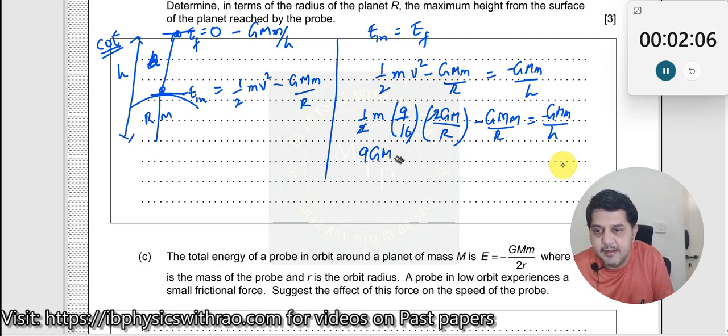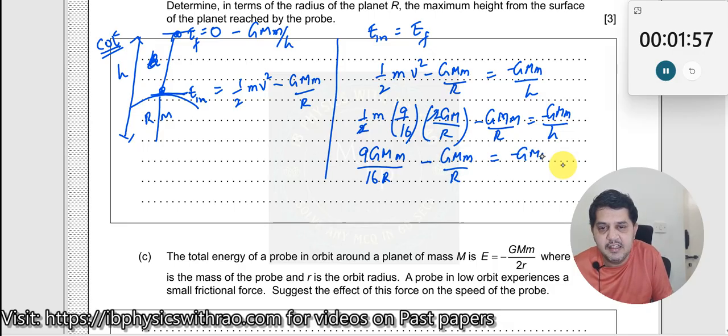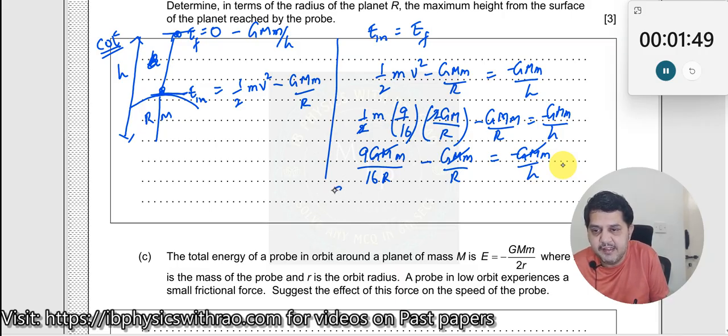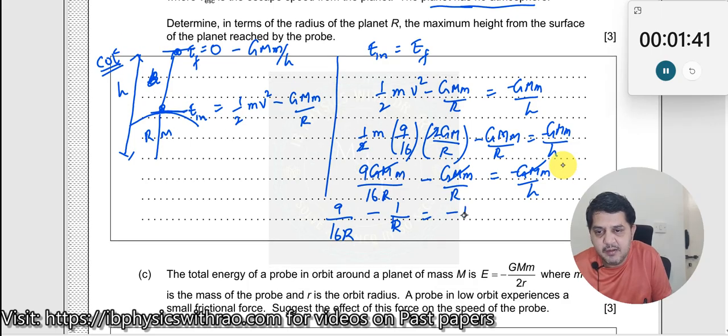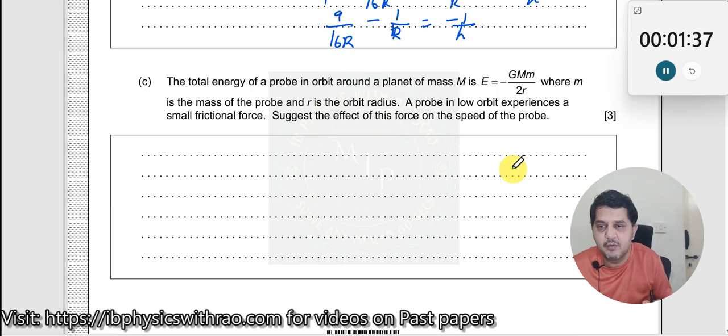This m is here, yeah. GMm divided by 16r minus GMm divided by r is equal to minus GMm divided by h. Now what is common? GMm is common, so just cancel all of them. So what do I write now? If I simplify this, I get 9 by 16r minus 1 by r is equal to minus 1 by h, right? Now can you simplify it further?